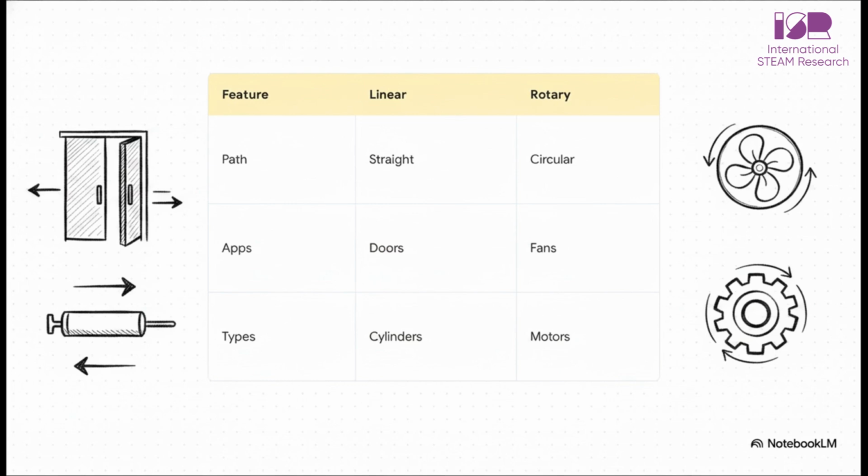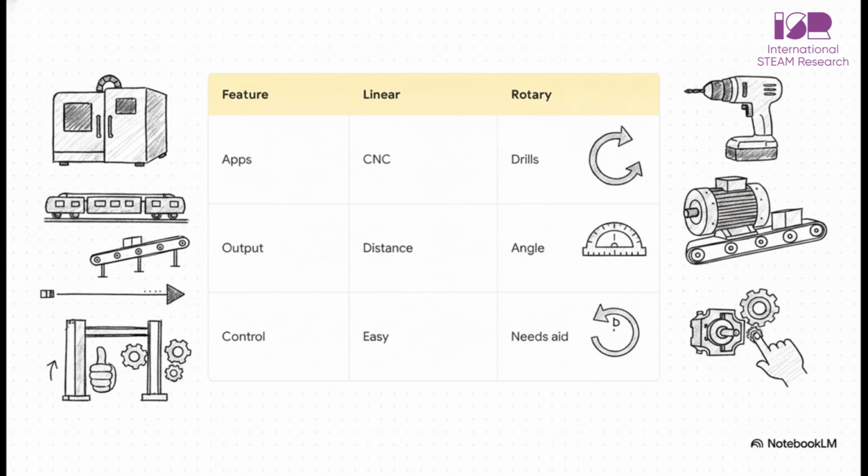When we look at their typical real-world applications, the differences are just as stark. Linear actuators are the absolute backbone of CNC machines, linear transportation systems, and heavy hydraulic lifts. The output here is measured as linear displacement, which is just a fancy way of saying distance, and it is generally pretty easy to control and measure. Rotary actuators, on the other hand, are powering your hand drills, large electric motors, and the drive wheels of those conveyor belts we talked about.